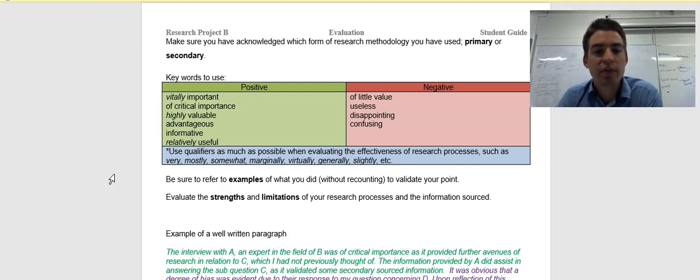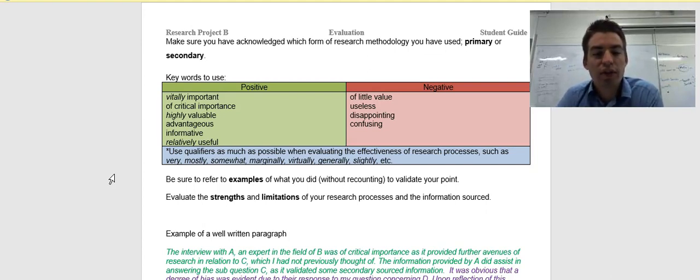So some keywords that you might want to use, things like if you're talking about positive research processes, they might have been vitally important. You might have found that something was highly valuable or advantageous. If it wasn't quite so useful, you might say that it was relatively useful. If you had some processes that weren't useful, you might say that they were of little value, or they were useless, or they were disappointing or confusing. I know that many of you have, particularly in trying to get interviews with people, found that process was quite useless, was quite disappointing, and so you're able to talk about that.